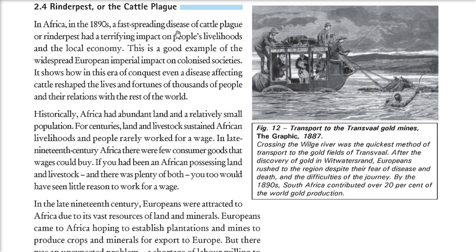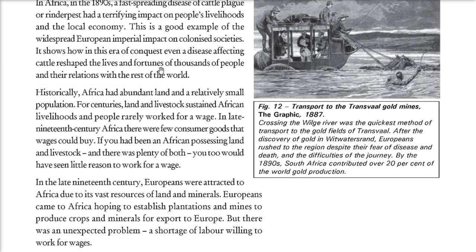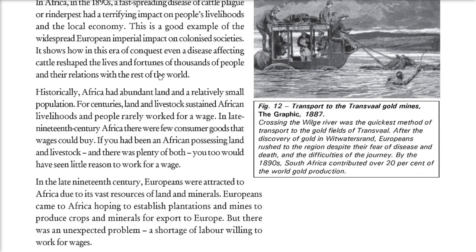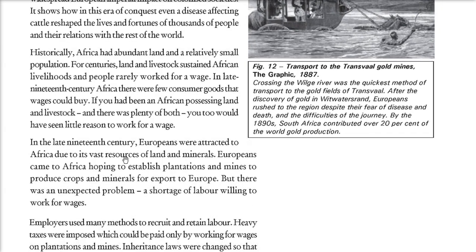So in Africa, there was a disease in the 1890s. This disease, rinderpest, spread like fire. How did it come about? The colonial people were in Africa, and the cattle, or you can say the germs or disease, came from Asia. The livestock came from Asia, already diseased, and then it spread all over Africa.